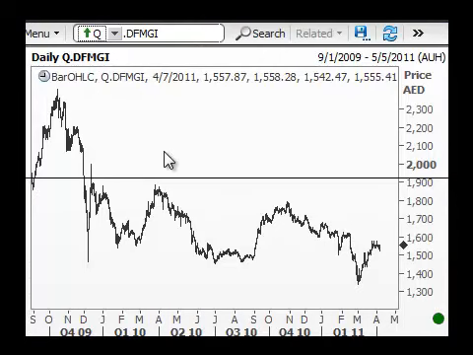Today is the 9th of April 2011. As you can see here, this is the closing price for April 7th, which was a Thursday evening, and the last price was, or last level was 1555.